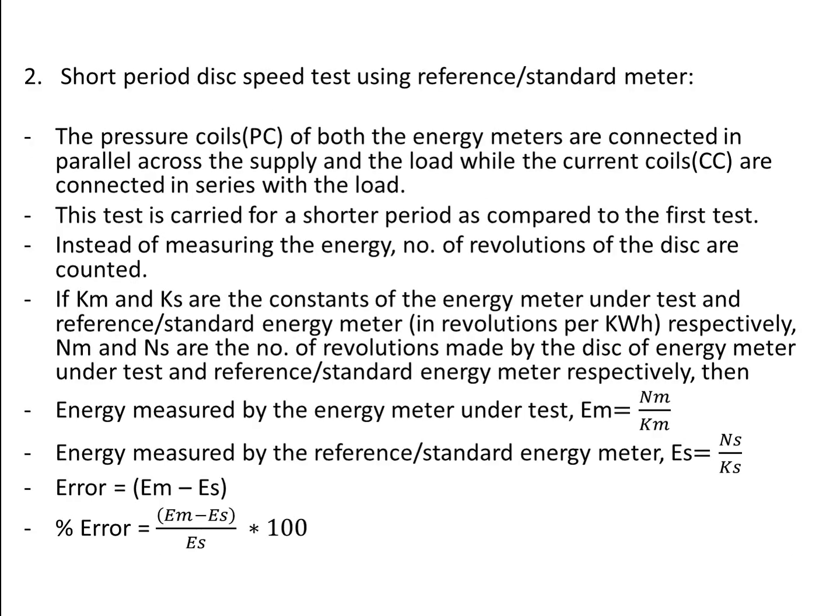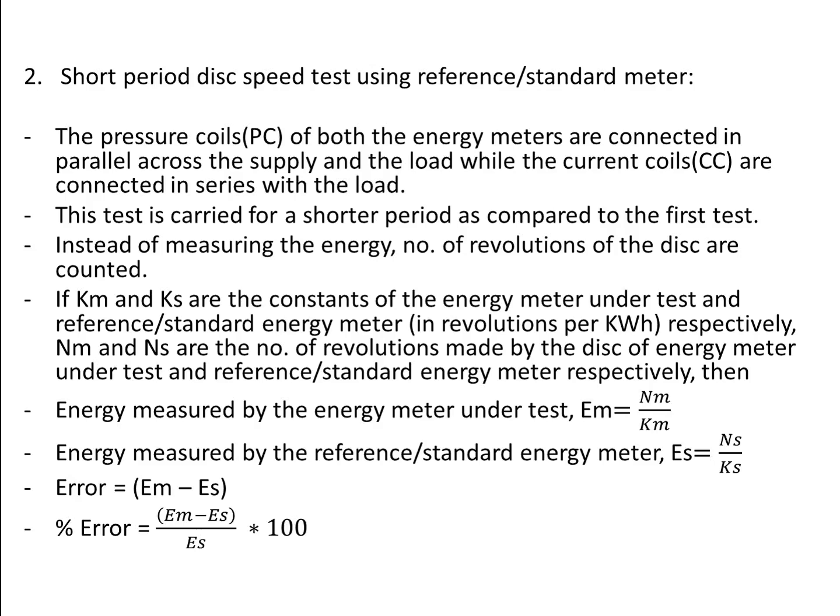Short period disk speed test using reference or standard meter. The circuit is same as the first method. As the name suggests, short period disk speed test, so this method is carried for a shorter period of time, and here instead of measuring the energy measured by the energy meters, we shall be measuring the speed of their disks, that is the number of revolutions made by their disks.